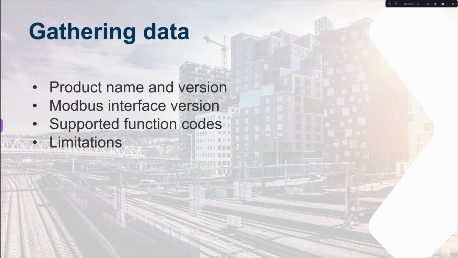In this video, I'm going to show you how to gather the data for the Modbus interface and find the important information. First thing is the product's name and version number. There can be older and newer versions of the same device with different setup or functions. Then there might be different versions of the Modbus register map and a specific interface for each version.